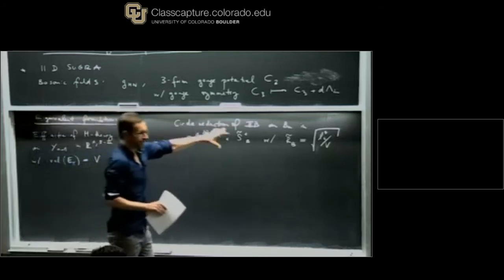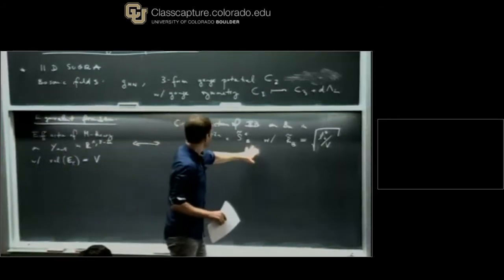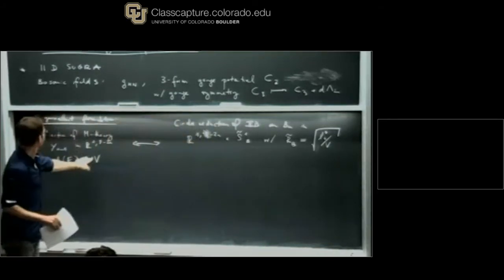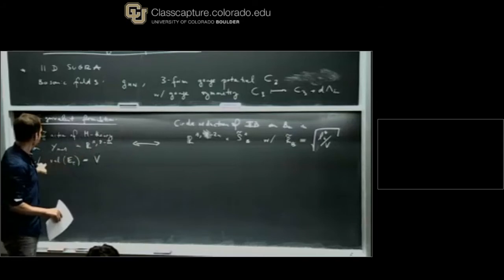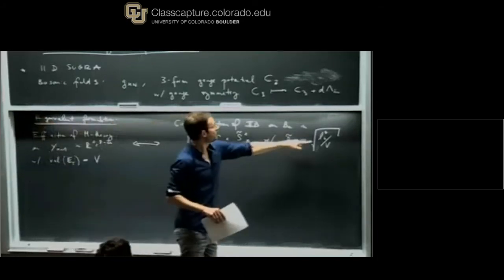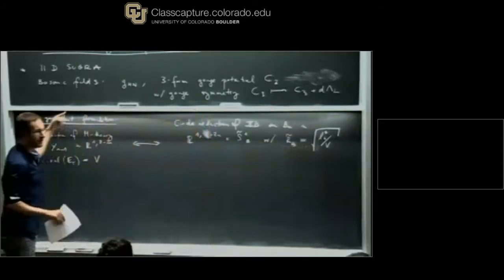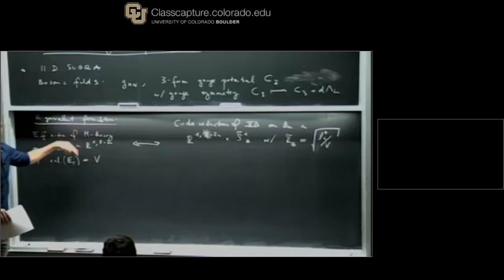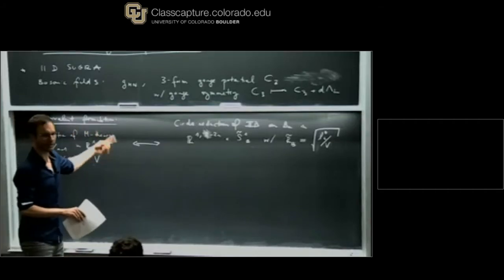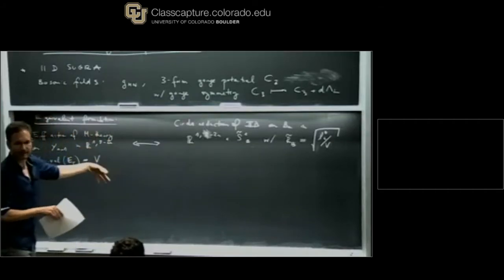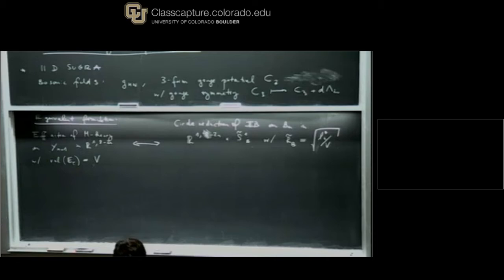So type IIB, reduced on a circle, is dual to M theory on that space, on the elliptic fibration. If the radius goes to infinity, the volume of the elliptic fiber goes to 0 on that side. And then the information about the volume is lost. And in that limit, it's not a dynamical modulus.